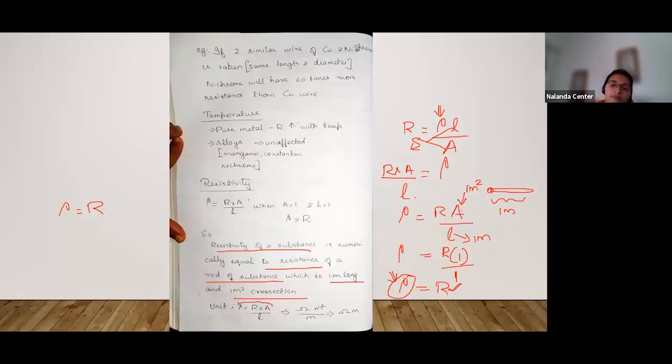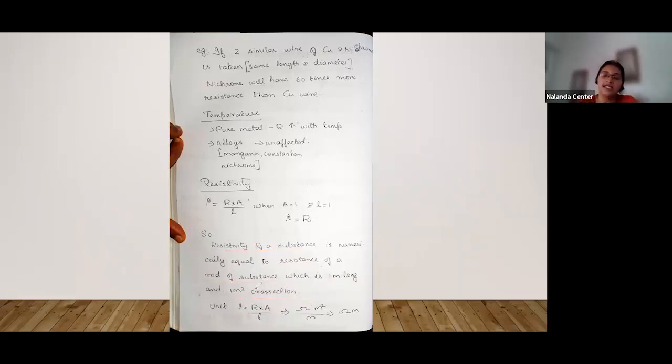So how do you come to the unit of resistivity? Rho is equal to R into A by L. If you look at the units, R has a unit of ohm, area has a unit of meter square, length has a unit of meter. Meter square divided by meter gives meter, and the unit comes to ohm meter. So resistivity has a unit of ohm meter.